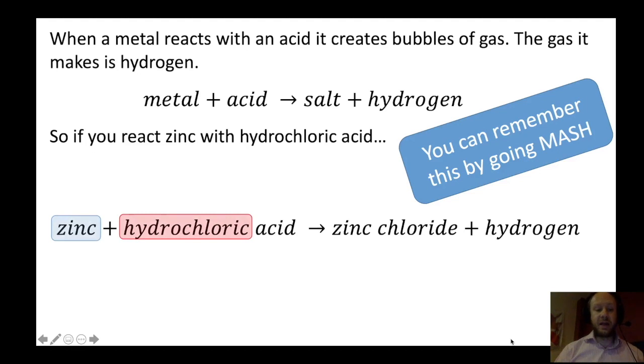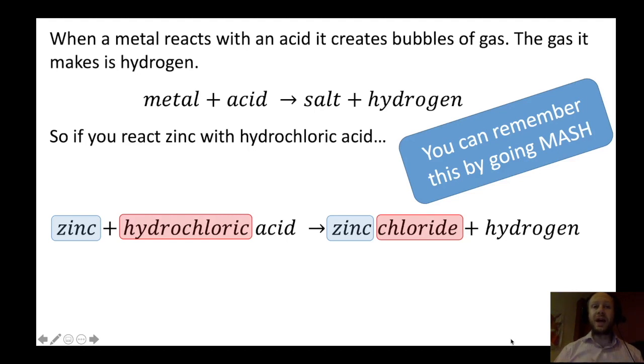You can see here that I've highlighted the terms where they appear on the reactants, and here I've done it for the terms in the products. So you can see that the zinc in the metal became the zinc in zinc chloride, and that hydrochloric acid changed its name to chloride. So it goes from hydrochloric to chloride. So zinc plus hydrochloric acid makes zinc chloride and hydrogen.